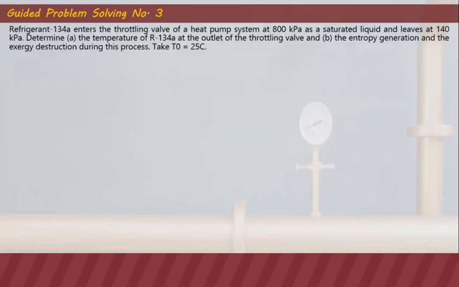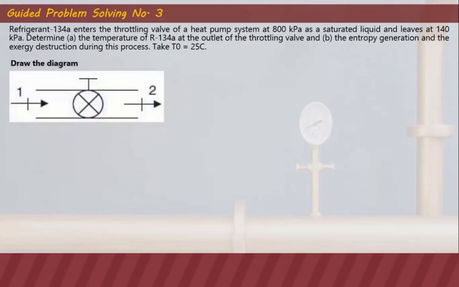Guided problem solving number 3. Refrigerant 134a enters the throttling valve of a heat pump system at 800 kPa as a saturated liquid and leaves at 140 kPa. Determine the temperature of refrigerant 134a at the outlet of the throttling valve and the entropy generation and the exergy destruction during this process. We take T0 as 25 degrees Celsius.